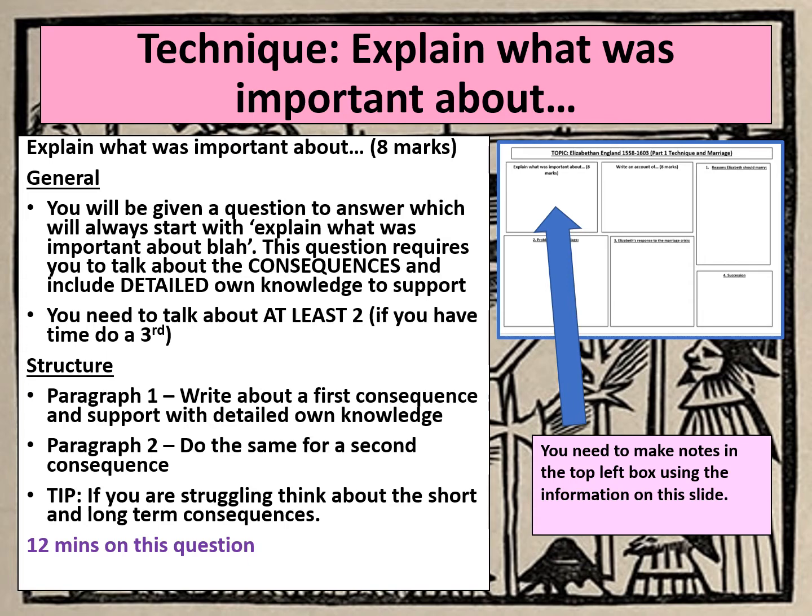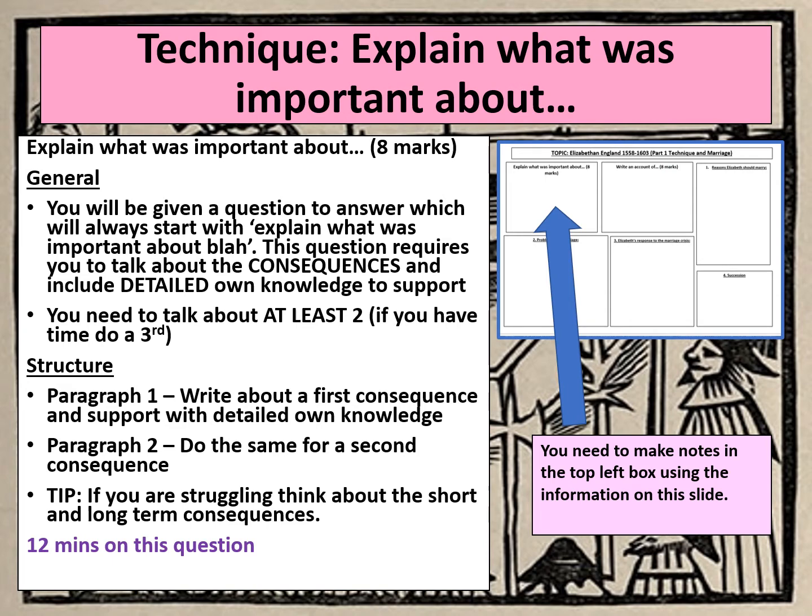This question requires you to talk about the consequences and include detailed own knowledge, as we've already said. You need to talk about at least 2. You might actually have time to talk about a 3rd thing, so you might better divide it into 3 rather than 2 areas. It really doesn't matter. If you were talking about 2, though, you'd have to do it in a little bit more depth and detail. So the structure of this, well, your first paragraph would be writing about a first consequence.